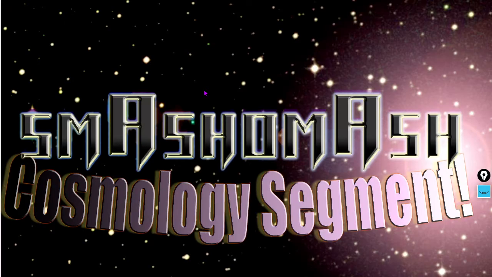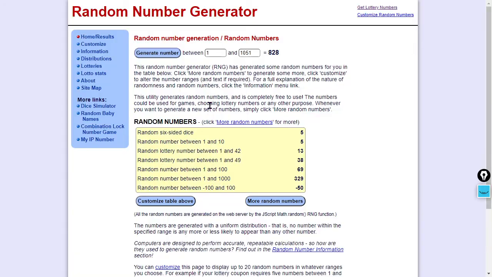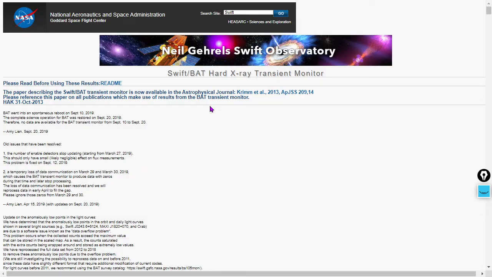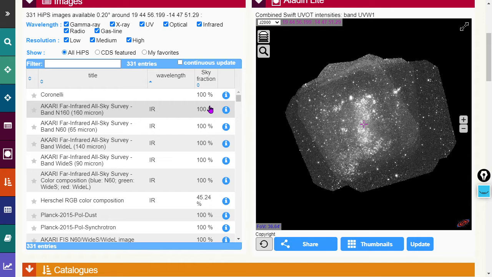Once again, welcome to the Neo Renaissance. And let's do a cosmology segment. It's going to be brief. Today's featured object is not random in any way. It has to do with the astronomy picture of the day at apod.nasa.gov.